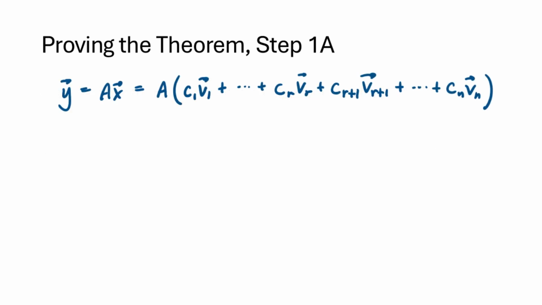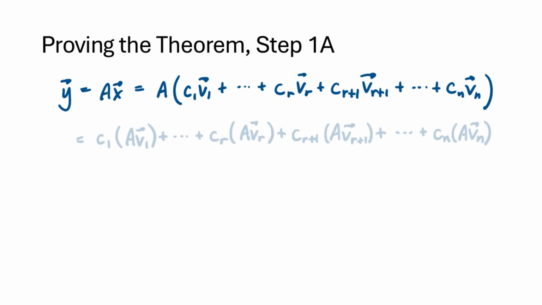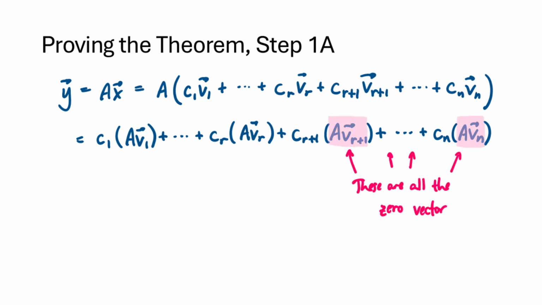All right, so y is A times x, which is A times that linear combination that we talked about using the coordinates of x in the basis B. We distribute the multiplication by A. We've established that the vectors A v r+1 through A vn are all the 0 vector.